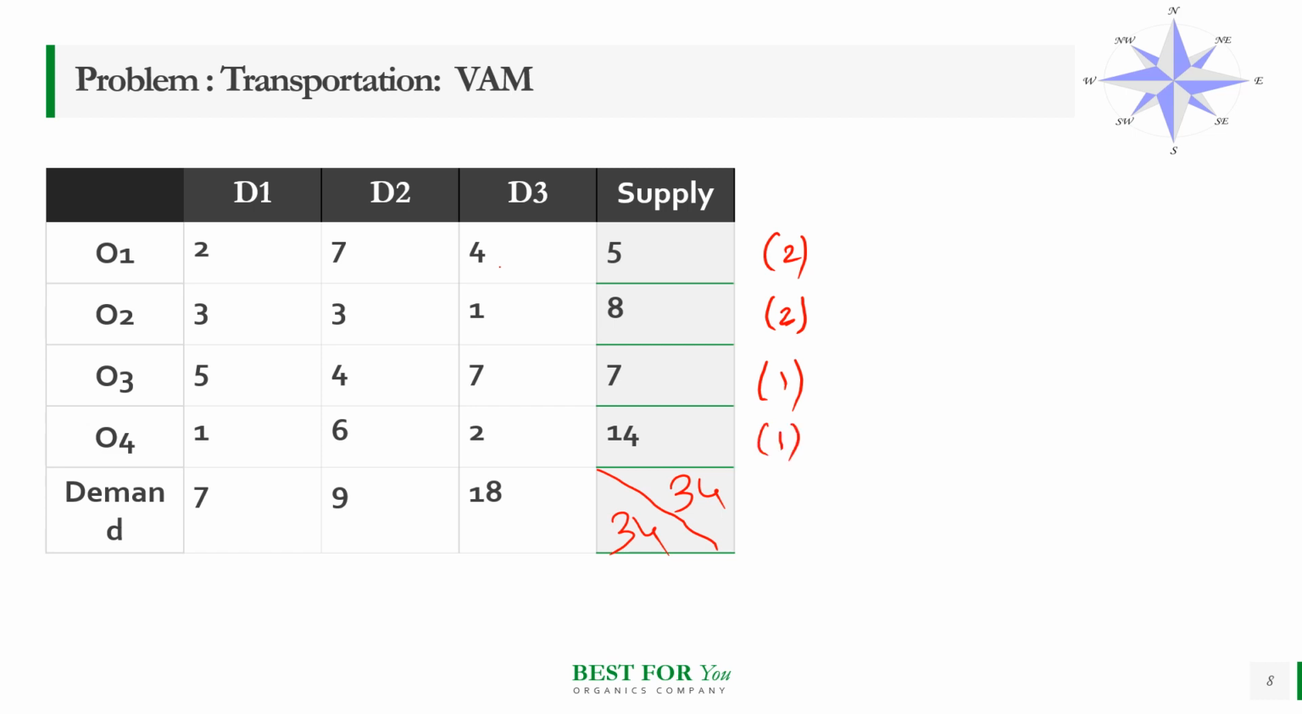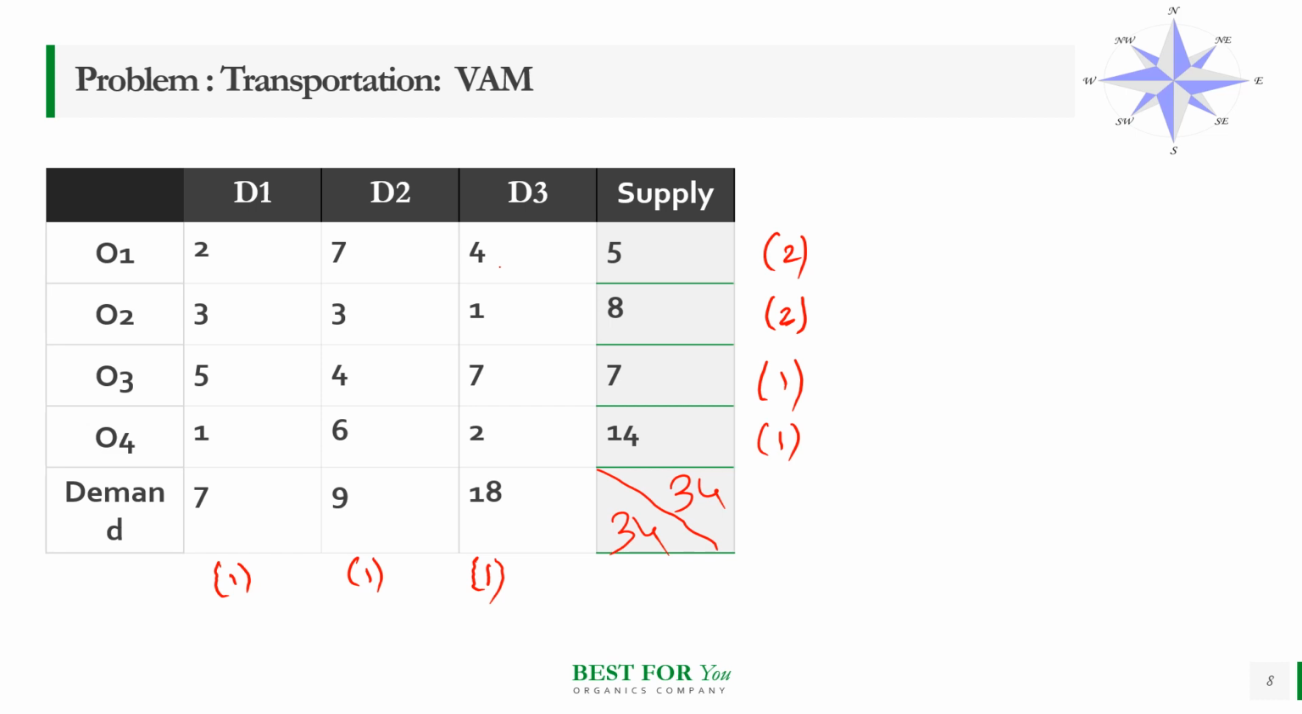We have to do the same with the columns also. In this column the least is 1 and the second least is 2, so the difference is 1. In the second column the least is 3 and the next least is 4, the difference is 1. Here again 1 is the least and the next least is 2, so the difference is 1. The next decision is to choose the highest difference. You have 2, 2, 1, 1 and everything else is 1, and the highest difference can be in a row or in a column.